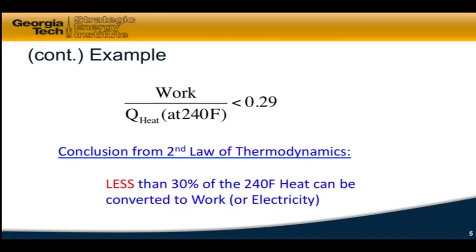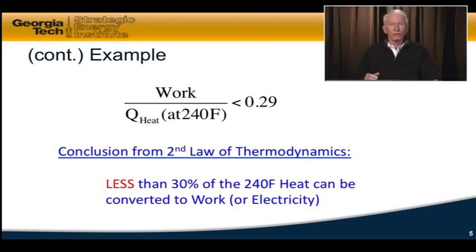And the second law, as I briefly put it up last time, tells us that the fraction of the thermal energy, Q, that can be converted to work has to be less than the quality of that thermal energy. So since the quality of 240 degree Fahrenheit thermal energy is 0.29, the fraction of the thermal energy that can be converted to work is less than 30%. Now that's a ceiling.